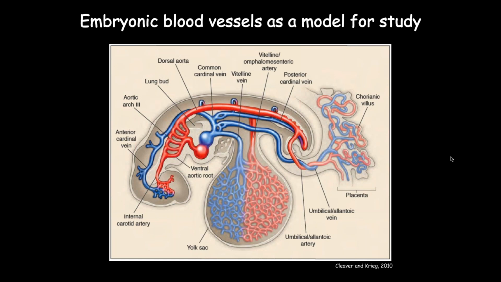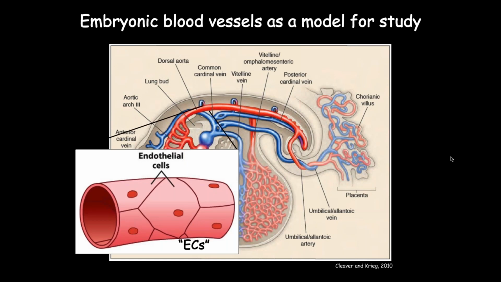Here I'm showing you an embryo that could be a mouse embryo or a human embryo. The vessels that you're seeing in red are the arteries, and in blue are the veins. And you can see how there's a number of circulatory loops, either through the head or through the tail or through the yolk sac, where blood is pumped from the heart into the arteries and back into the veins and back to the heart.